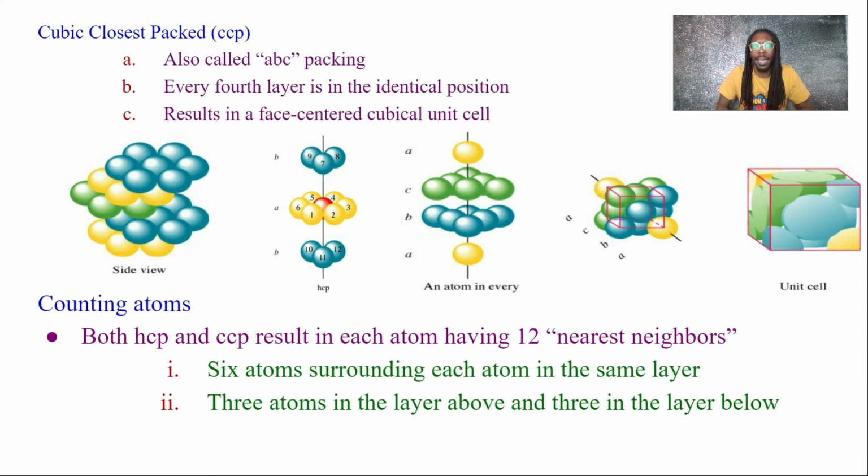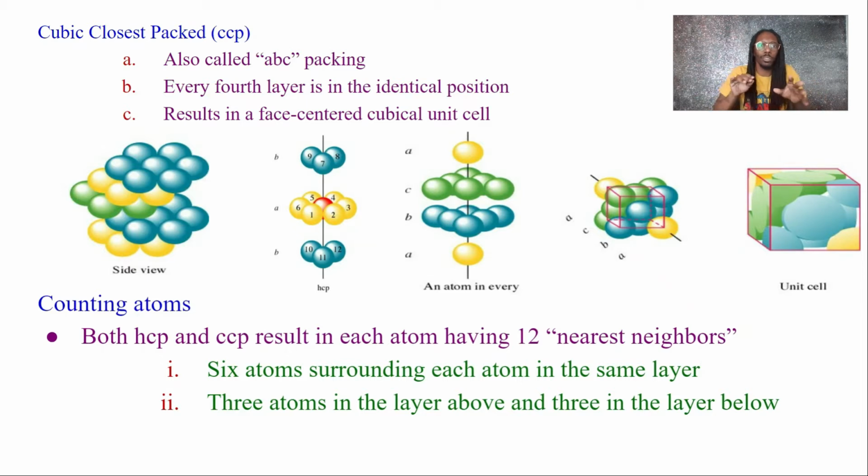Cubic closest pack, CCP. Another name for this is also called ABC packing. And essentially what we're going to see is an A layer, B layer, C layer, then it's going to repeat over and over again. Remember, we're in a solid, and specifically a crystal solid, so we're going to see this regular pattern occurring over and over and over again.